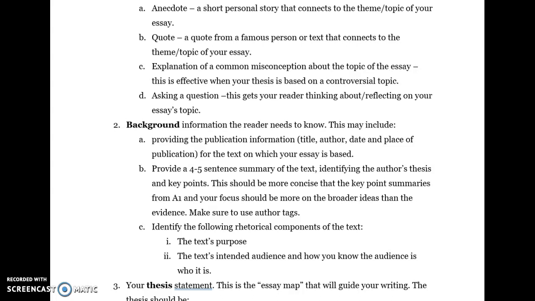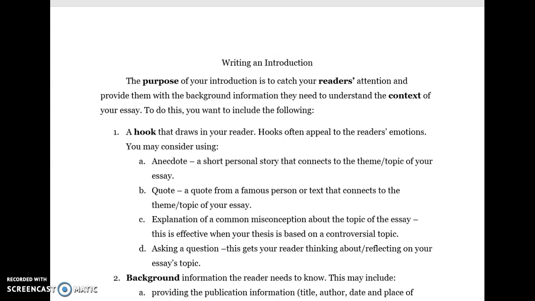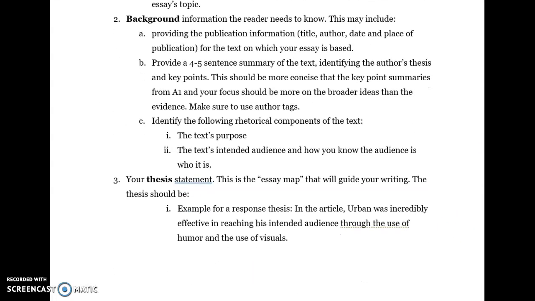Because once you do all of this, this sets you up really nicely to identify your thesis. In your thesis, you are basically letting your reader know whether or not you felt the author was effective based on the choices they made and who their intended audience is.